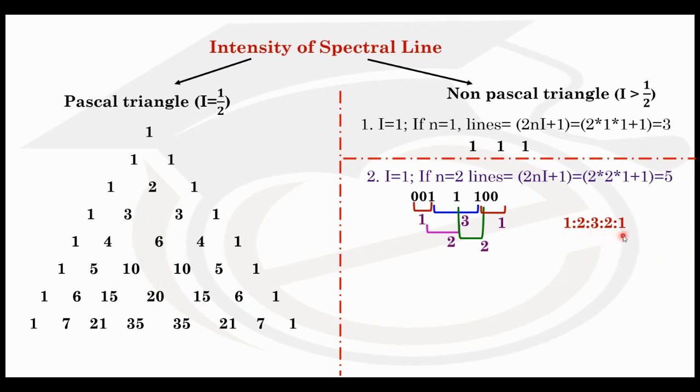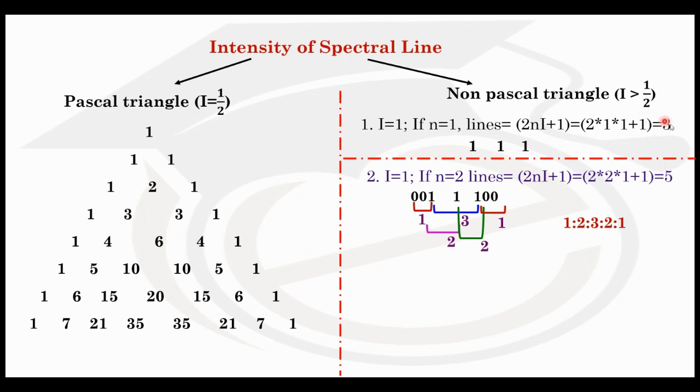Here also you can see one mirror plane, 1 2, then if it is a mirror, 2 1. So we have to find out only 3 numbers, then the rest we have to write as a mirror image. When I equal to 1 and n equal to 2, the number of lines is 5, and we have to find out the intensity. For that we need this number.